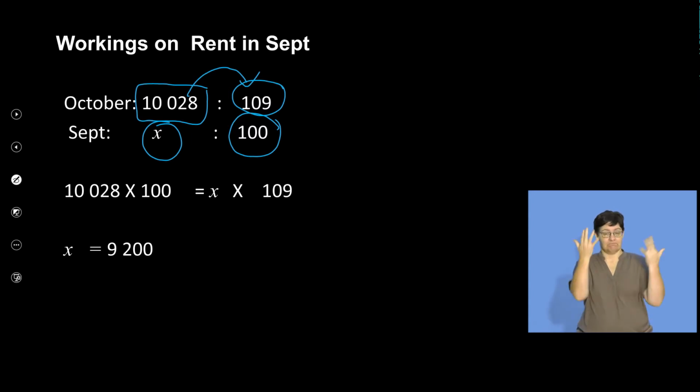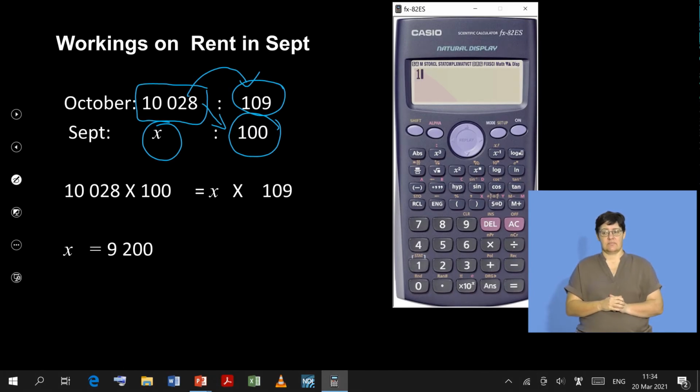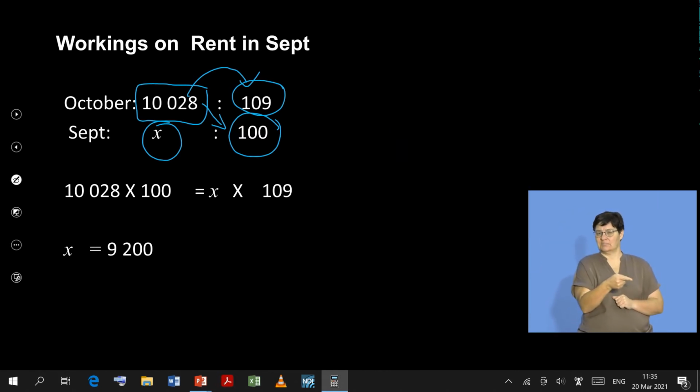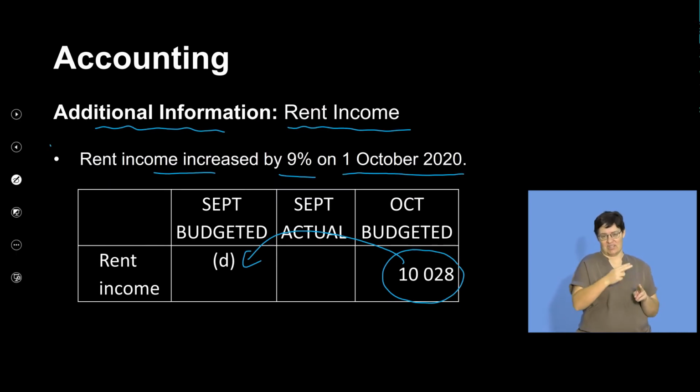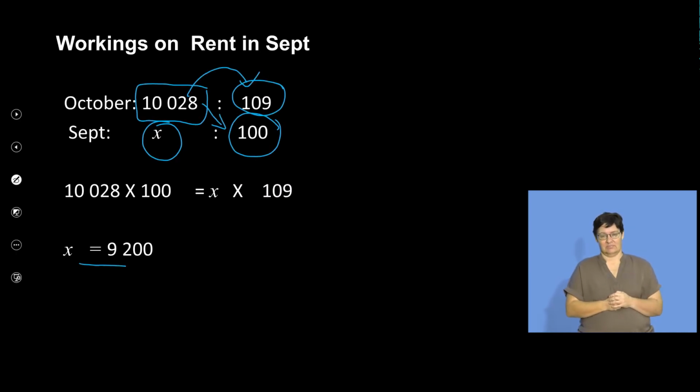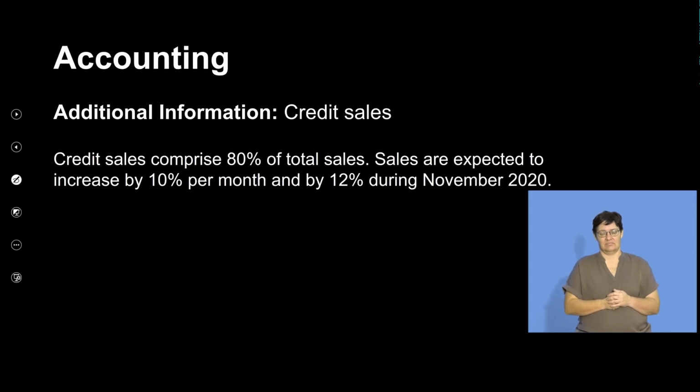Watch my calculation. Cross multiply. You take 10,028 times 100 divided by your 109. Let's do that. So it's 10,028 times 100 divided by 109, and you're going to get a figure of 9,200. So what is the 9,200? 9,200 will be your rental for September.